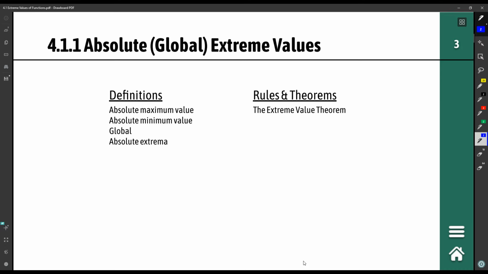So we're going to get some definitions here. We're going to learn what an absolute maximum and an absolute minimum value are. We're going to learn how to use the term global to describe minimums and maximums, and then also about the phrase absolute extrema. We are going to get one big important theorem in this video. It's called the extreme value theorem, abbreviated the EVT, and that's coming along as well.